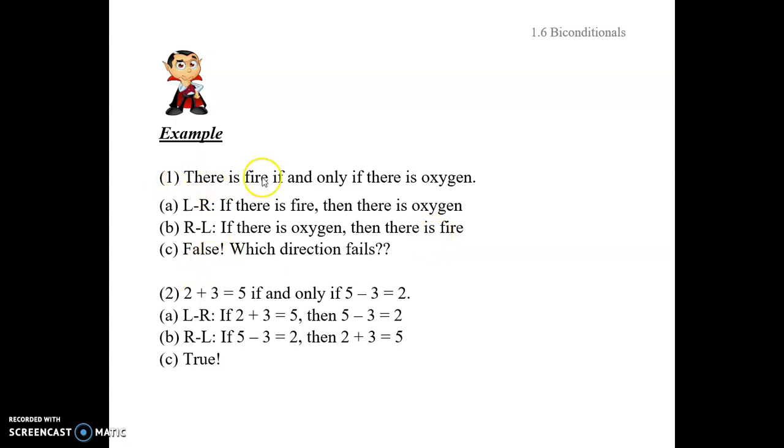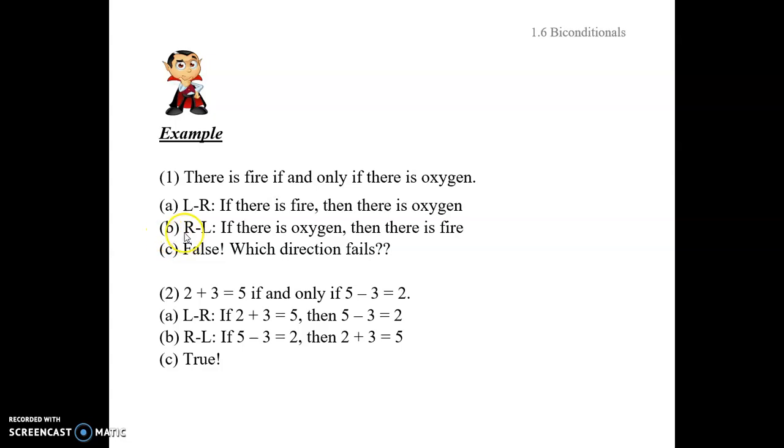This is a false biconditional. Hopefully you can intuitively see that, because in order for it to be true, both the left to right direction and the right to left direction have to be true. And in fact, one of them is true, but one of them is false. Can you figure out which one?